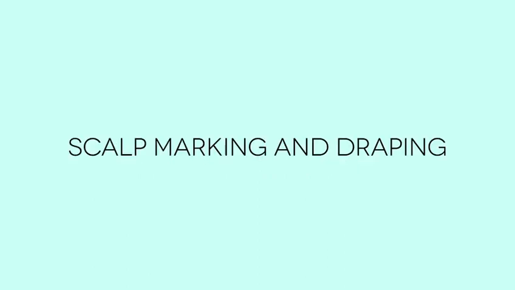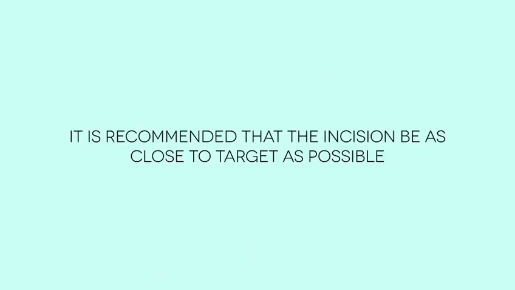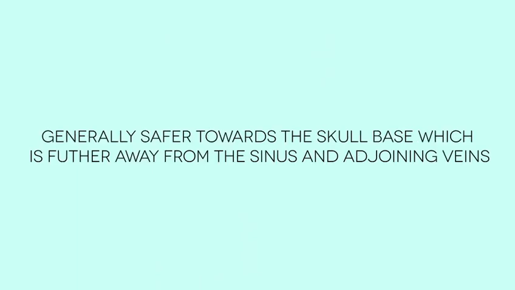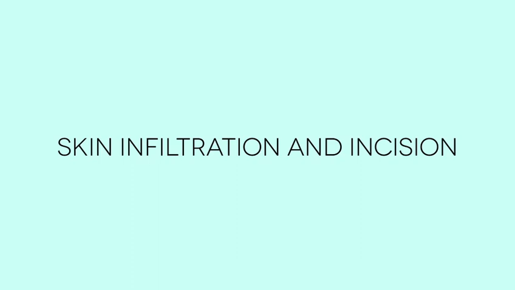3. Scalp marking and draping. Following target location on the scalp, as suggested on the CT scan, the skin is prepped, marked, and draped as per protocol. It is recommended that the incision be as close to the target as possible, but safer to err towards the skull base, which is further away from the sinus and adjoining veins, and also to take advantage of the effect of gravity to increase drainage.